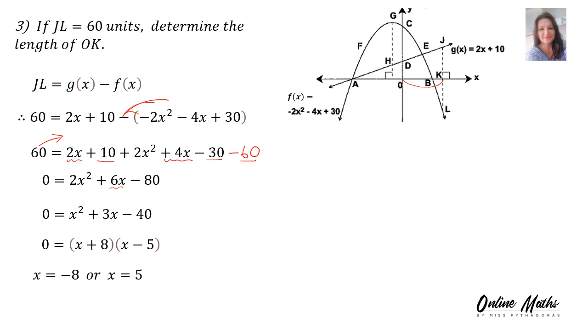We will choose x = 5, since K is on the right hand side there next to O, and that's the positive x values. Therefore, OK is equal to 5 units.